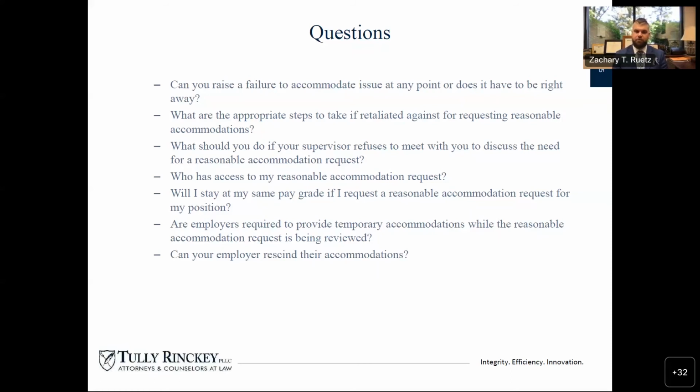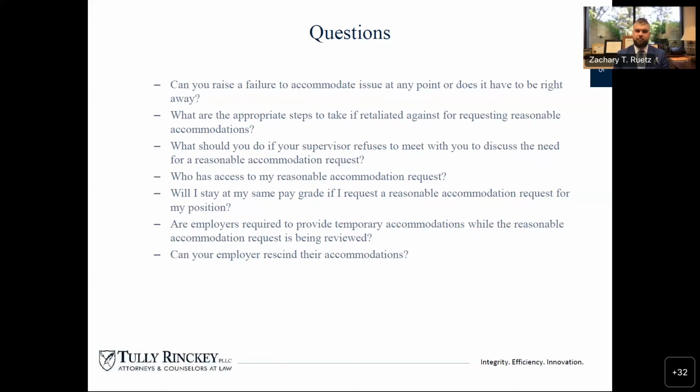And then what are those appropriate steps to take if retaliated against for requesting reasonable accommodations? This is really important: initiate that EEO contact after you suspect that you've been retaliated against. Requesting reasonable accommodations is considered a protected EEO activity for the purposes of a reprisal complaint. So it's important to raise that early on in the process, in the informal process.